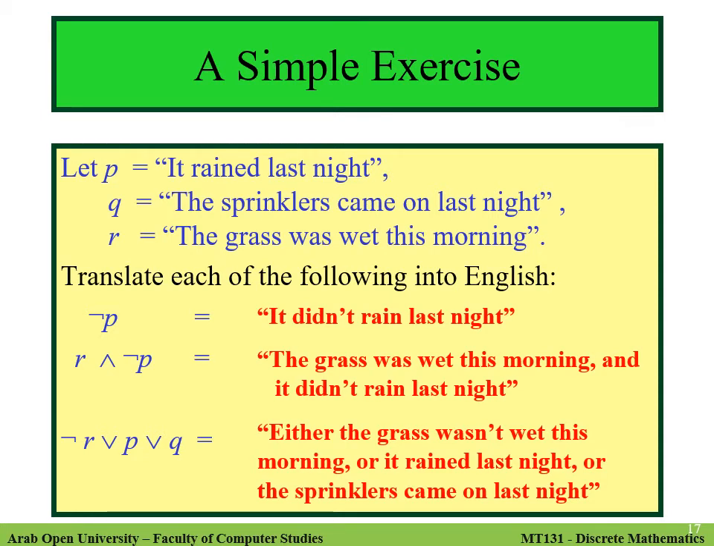The next statement, R and not P. R is the grass was wet this morning, and not P, it did not rain last night. So R and not P is: the grass was wet this morning, and it did not rain last night. The third statement, not R or P or Q. Not R is the grass was not wet this morning, or it rained last night, or the sprinklers came on last night.